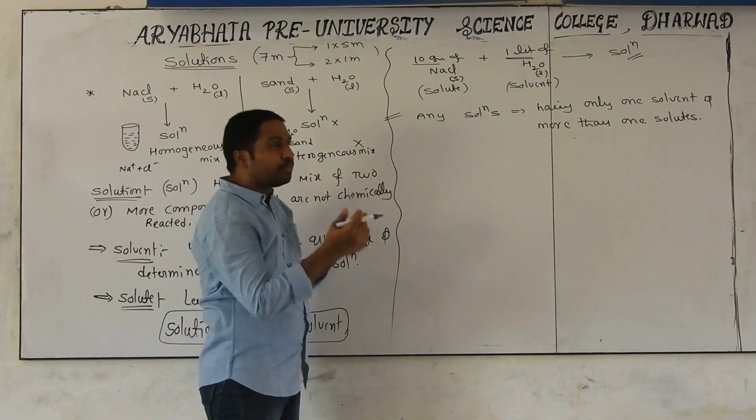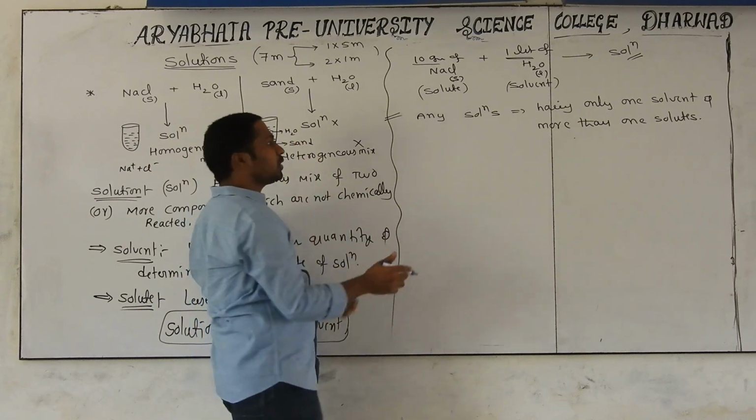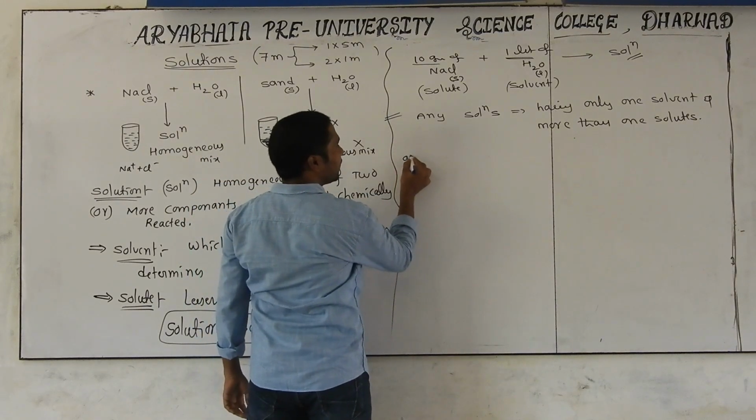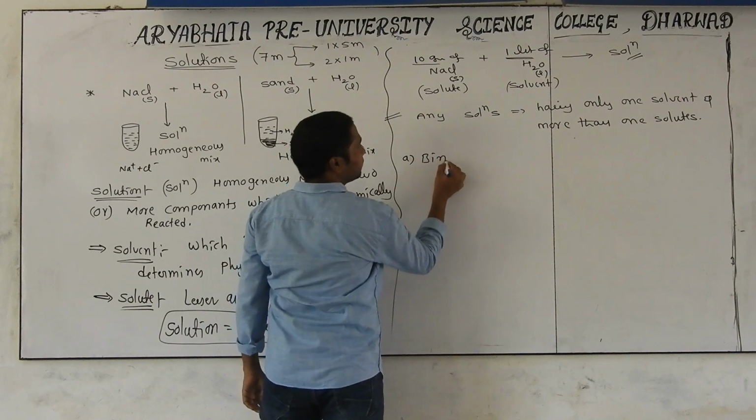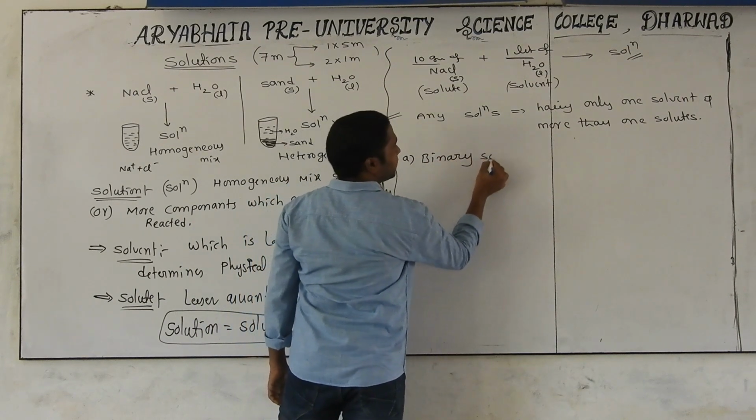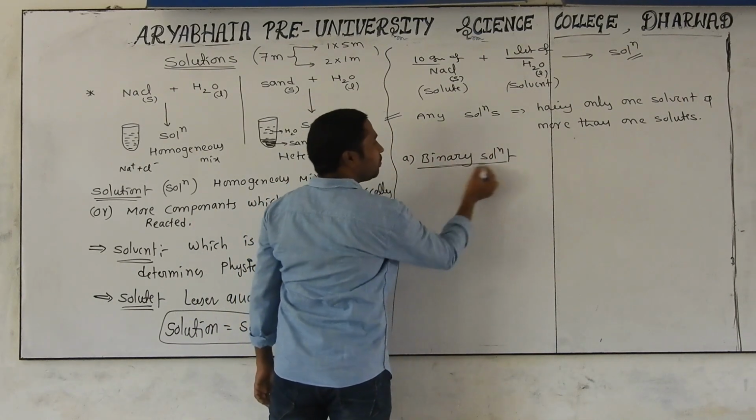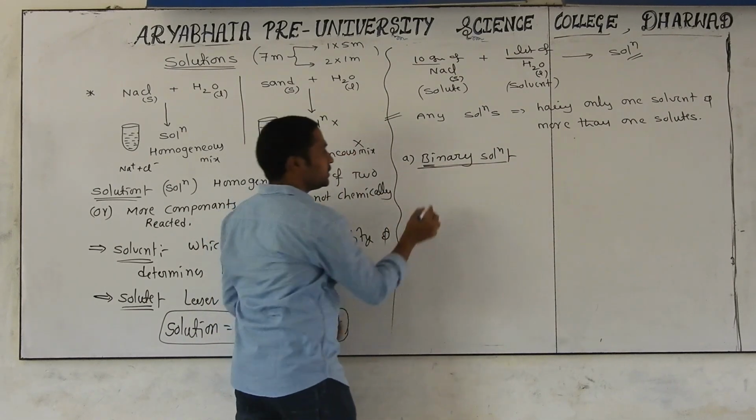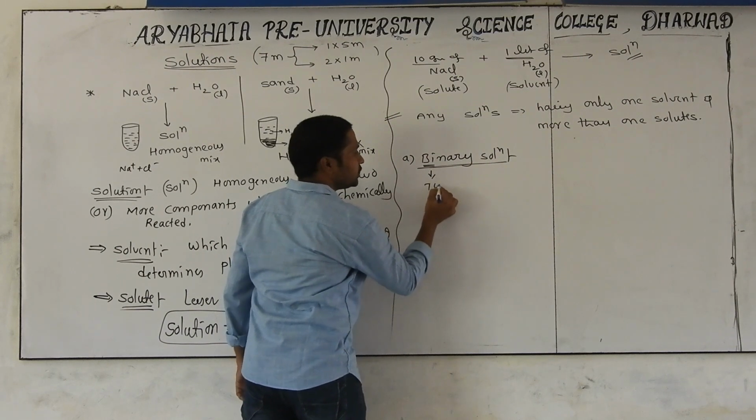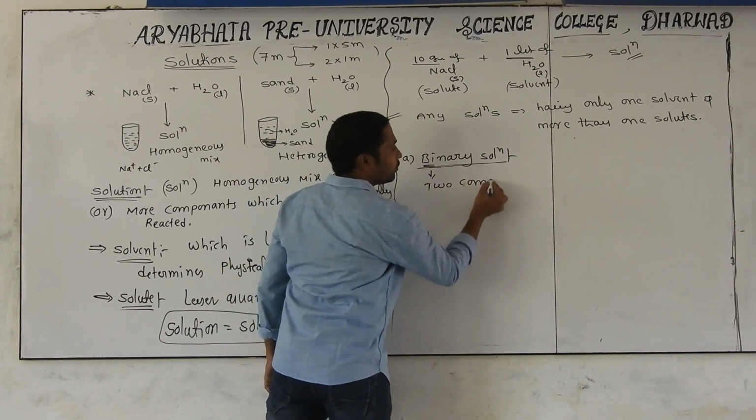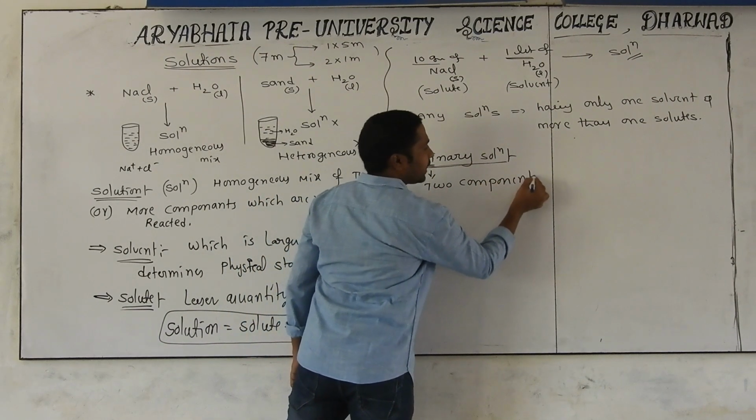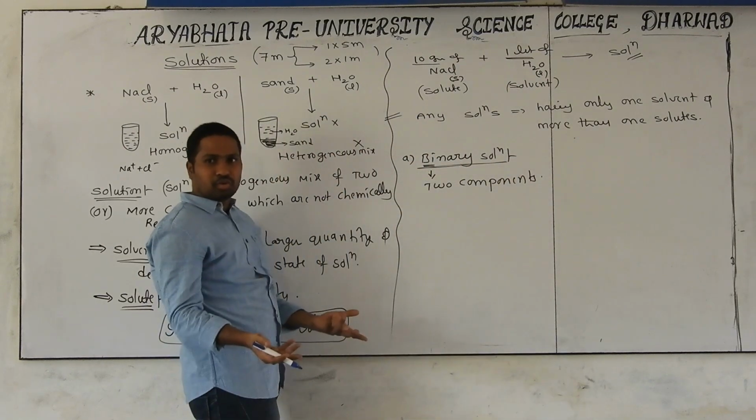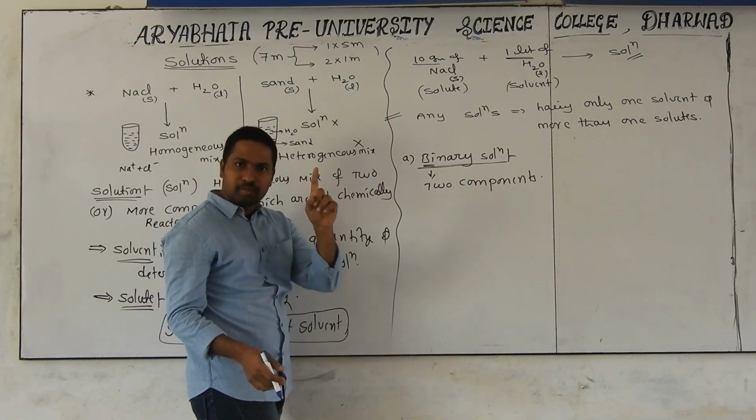Based on the number of components, we are dividing the solutions into 2 categories. Under that, the first one I am calling binary solution. What is the meaning of binary? The solution made up of only 2 components. Write down here: the solution which is made up of only 2 components is called a binary solution. What are the 2 components? One should be solvent, one should be solute.